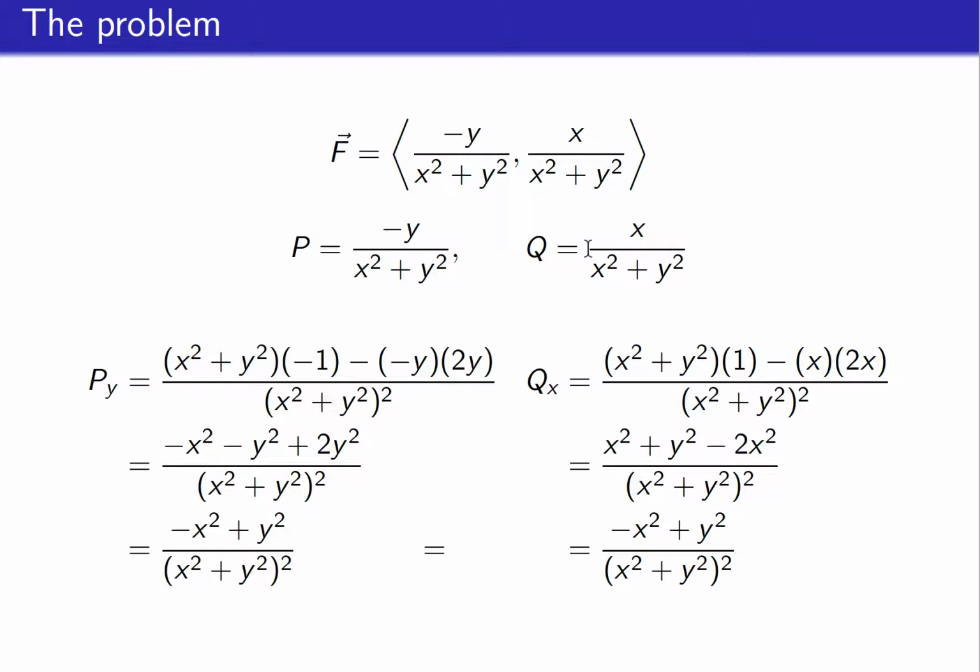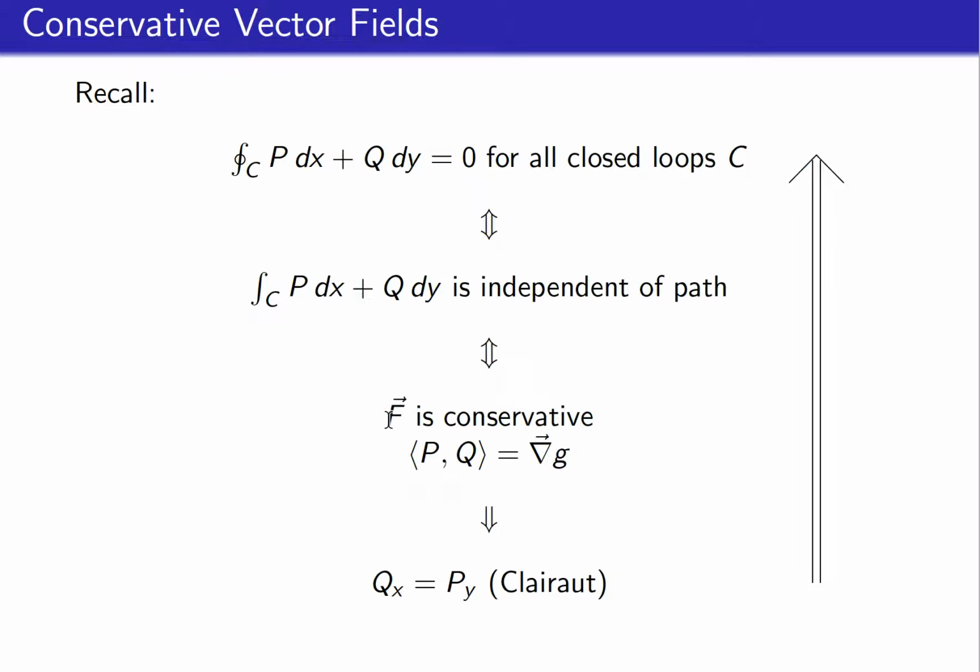And look at this one, q is equal to this. Take the partial derivative of this with respect to x. And again, you're going to use the quotient rule. We have x squared and minus 2x squared. They combine to make negative x squared plus y squared here. And there you go. This and this match exactly. So q sub x equals p sub y, right? According to this, that's Clairaut's result. That should imply all of these things. In particular, any closed loop will have this integral being 0.